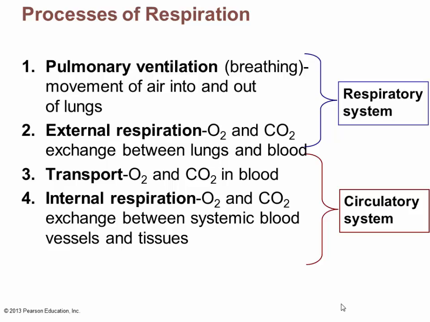Those four main processes: the first two have to do with the respiratory system itself. The second two have more to do with the circulatory system, but numbers 3 and 4 aren't going to happen if numbers 1 and 2 don't happen. With respiration, we have pulmonary respiration, and pulmon has to do with the lungs. This is the actual breathing, getting air in and out of the lungs.